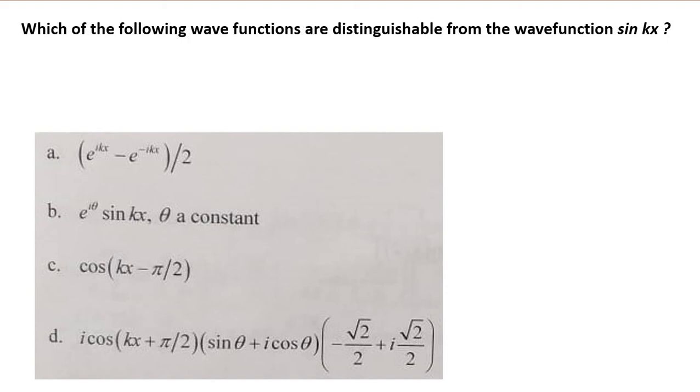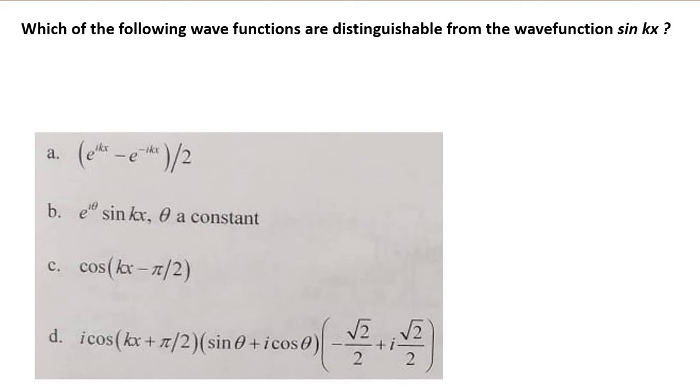Looking at the screen, you can obviously say, sir, they are not the same. It is simply sin kx, but here all the functions are very different. So how can you say that they are the same? I am not talking about the functions being the same. I am talking about whether, by some suitable consideration, they are distinguishable or not on a special ground. So what is that special ground? That we take from postulate 1.